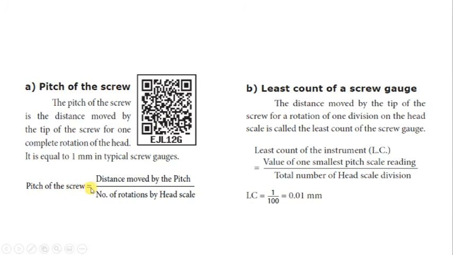So the pitch of the screw is equal to the distance moved by the head scale divided by the number of rotations. Next is the least count of the screw gauge.